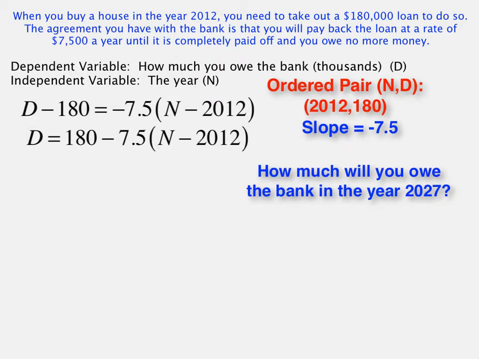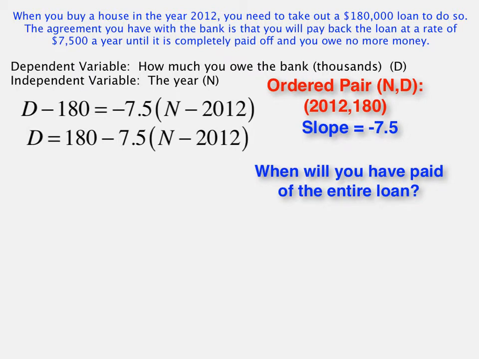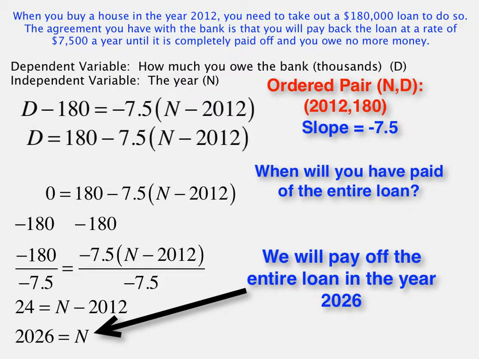Alright, now let's use the equation to determine when we're going to pay off the entire loan and owe no more money. Well, of course, if we owe no more money, that means that the value of D is 0. So all we need to do is substitute 0 in for D and solve for N to find out in what year that will be.